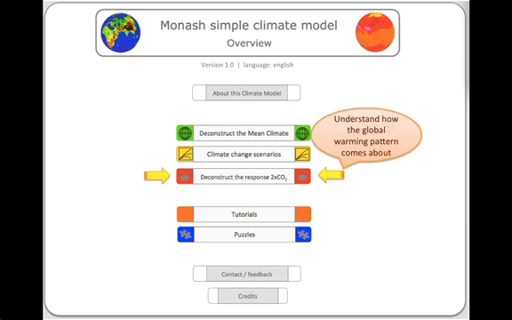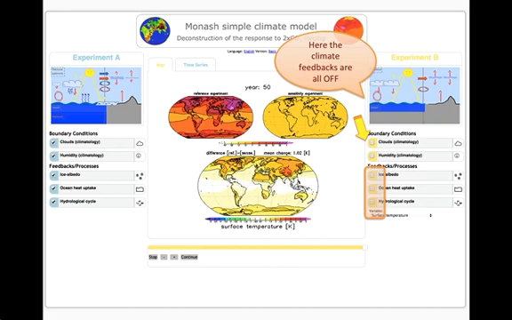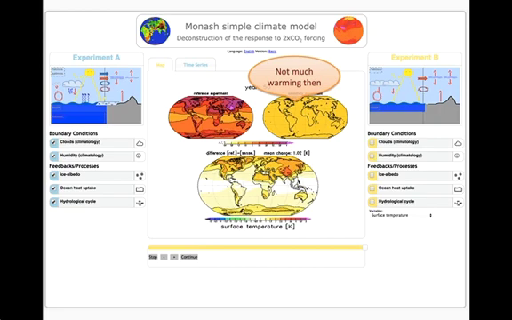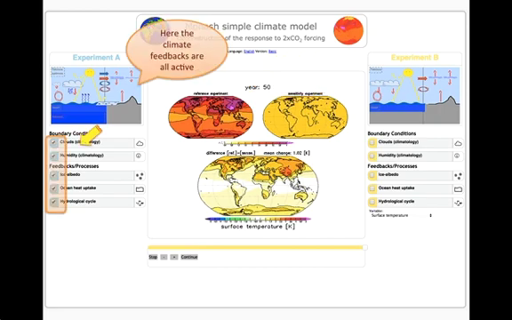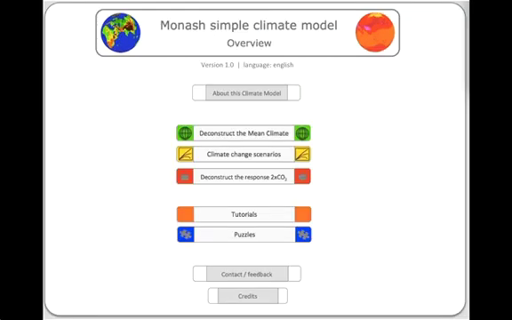We can also look at how the climate change pattern to CO2 forcing changes. Here you see an experiment where we have doubled the amount of CO2 and look how the climate has changed. On the right-hand side, we have turned off the climate feedbacks. And then you see there's not much warming and there's no pattern in the warming. On the left-hand side, we have all the climate feedbacks on. And we can see that this leads to stronger warming and a characteristic warming pattern.